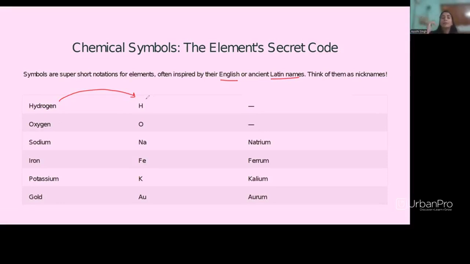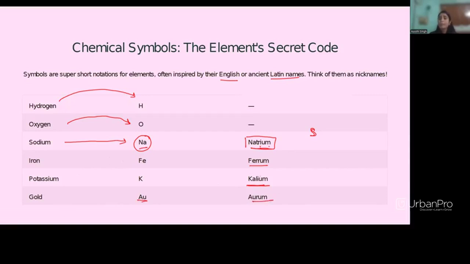So hydrogen is H. For oxygen, it is O. For sodium, it's Na. How and why is it Na? It's coming from the Latin name, natrium, because a lot of elements start with S, like sulfur, selenium, right? So it can get confusing most of the time. That's why we have taken the Latin name of sodium, natrium, and the symbol is represented as Na. For iron, it is Fe, coming again from a Latin name, ferrum. Potassium's symbol is K, coming from kalium. And gold is Au, the Latin name is aurum.